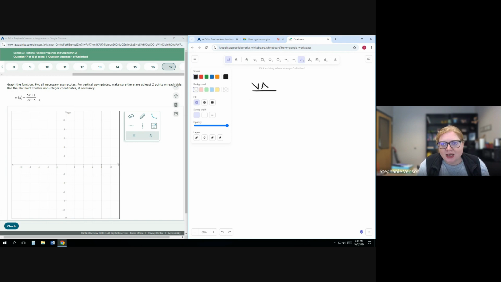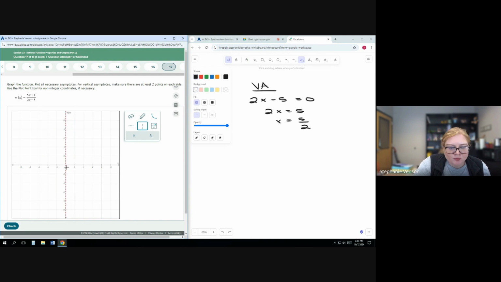So I'm going to take that 2x minus 5 and set it equal to 0. I'll solve that equation, and that will give me my vertical asymptote. So I get 2x equals 5 and x equals 5 over 2. Typically it's pretty easy to graph a vertical asymptote. You just click the vertical asymptote tool and you can plot it where you want it.